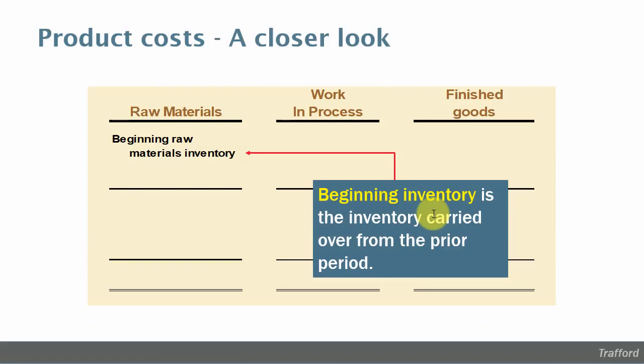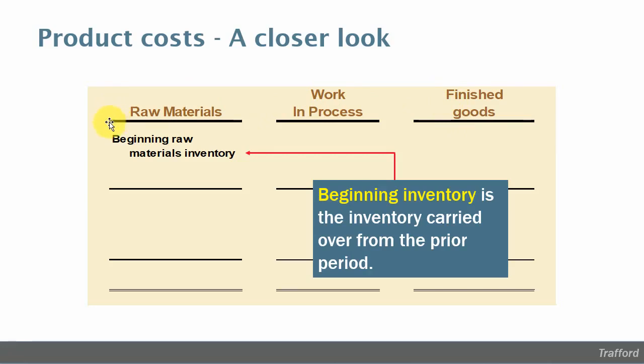All right, now we're going to take a closer look at the account titles and how these three inventory flows are linked together. These three inventory flows really are what you use to construct your cost of goods manufactured statement and your cost of goods sold statement.